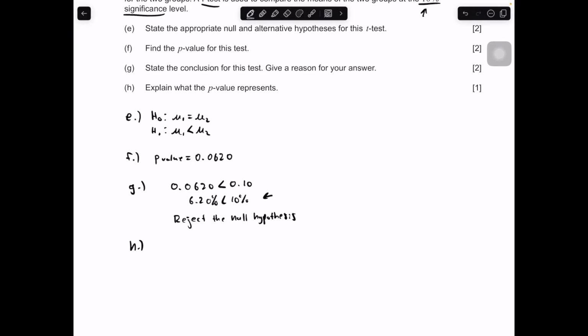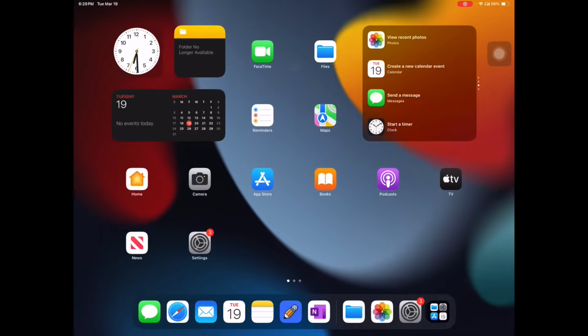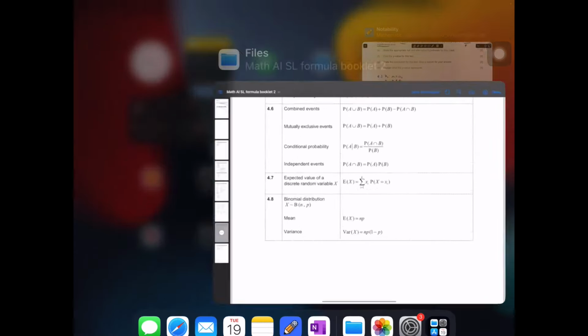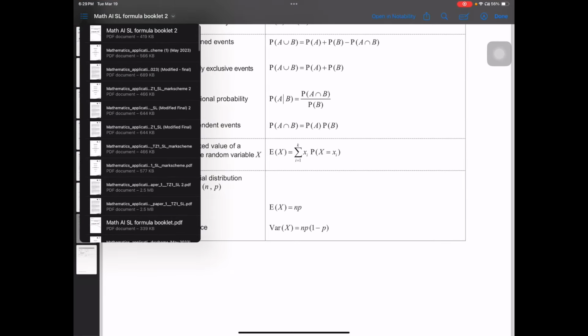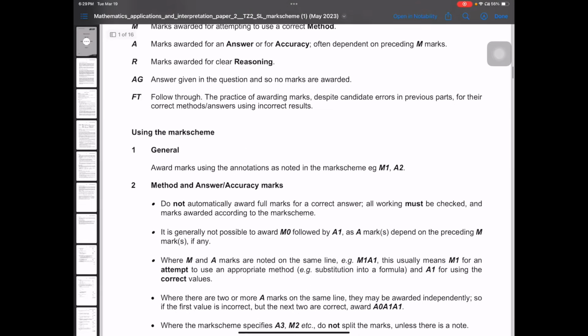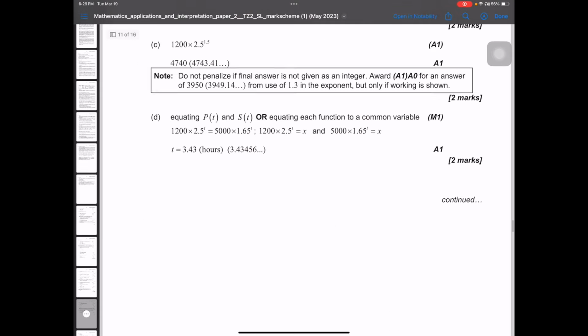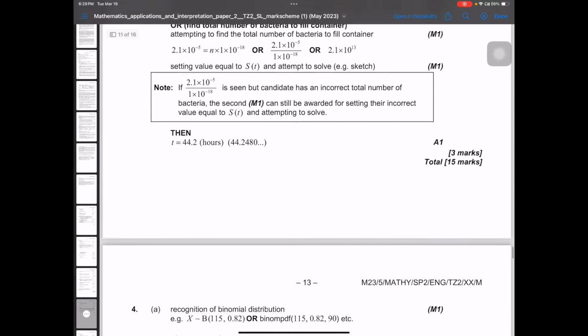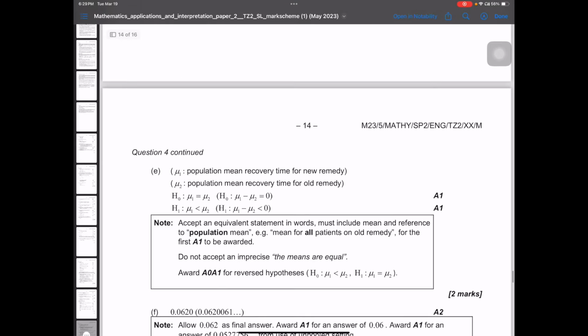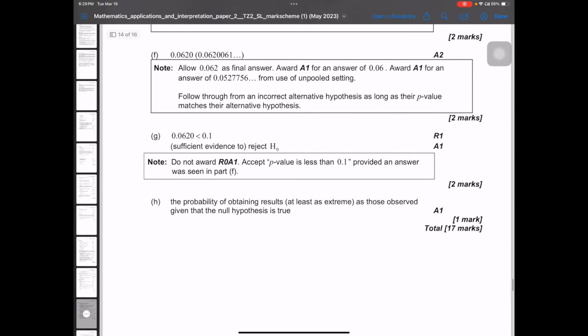So I'm just looking right here. The mark scheme has this written. I'll show you actually as well. So the mark scheme says, just going all the way down here, this is what the mark scheme is asking for: the probability of obtaining results at least as extreme as those observed, given that the null hypothesis is true.